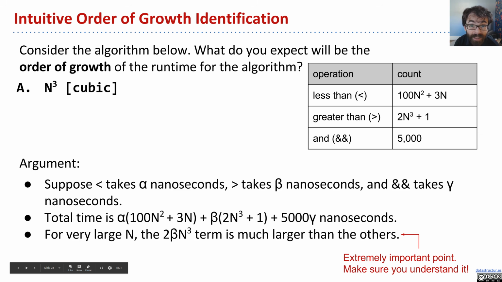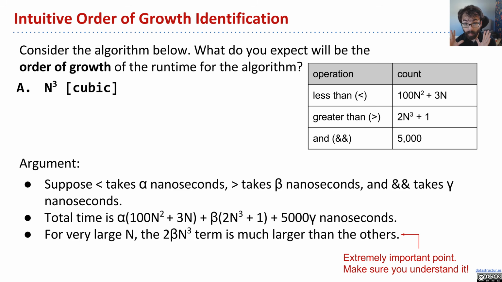Now this is an incredibly important point that's hopefully intuitive to you, and if it's not, try plugging in some numbers and you'll see that only the 2 beta n cubed term matters. Now if you happen to know calculus, one way to think about it is take the limit of this entire function divided by n cubed as n goes to infinity, and you'll see that the only term that survives is this 2 beta term. But if you don't know calculus, it doesn't matter.